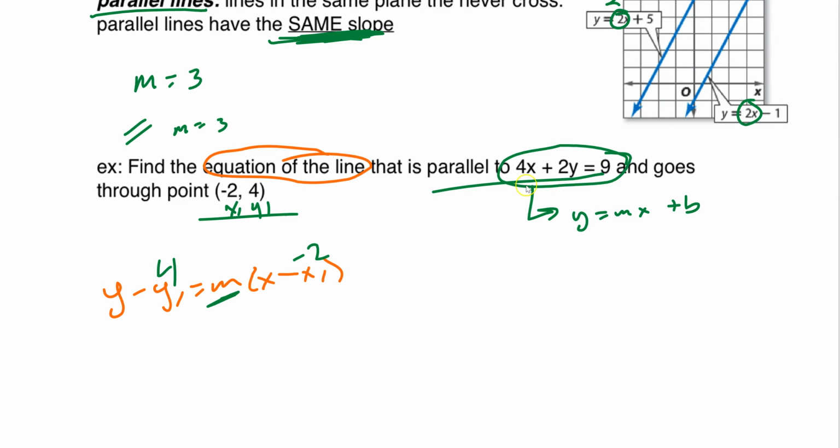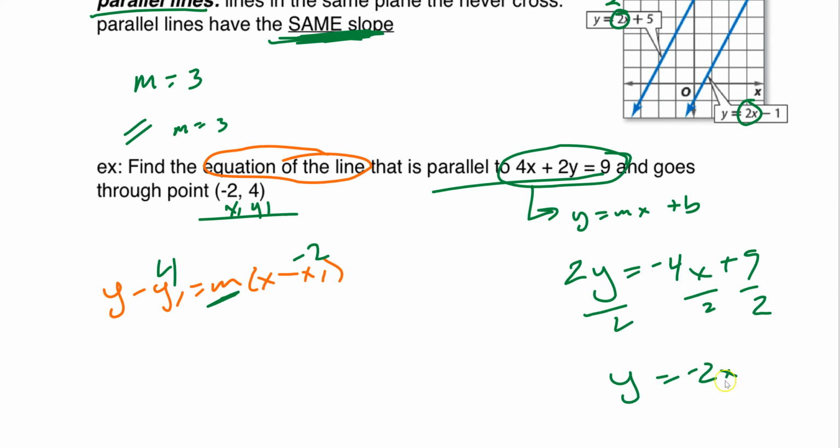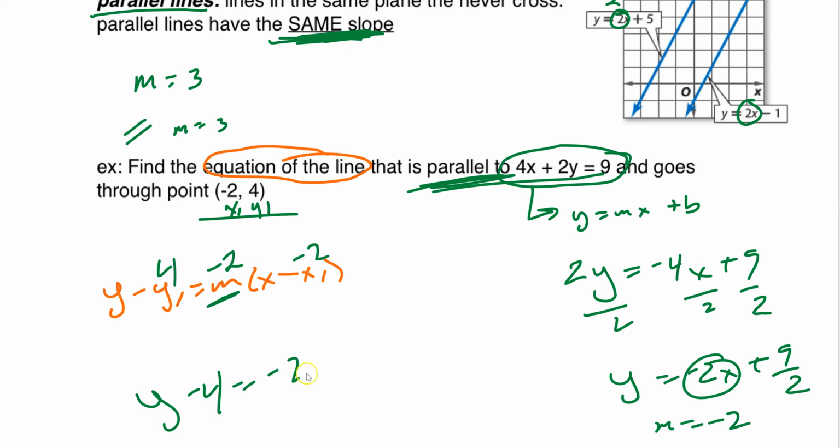So the slope is not 4. You gotta put it in the right form. So let's get y by itself. I move that 4 over, divide by 2, and y equals negative 2x plus 9/2. So my slope here is negative 2. And since it's parallel, that means we're using the same slope, so I'm using negative 2 here also. So I get y minus 4 equals negative 2, double negatives, (x plus 2).